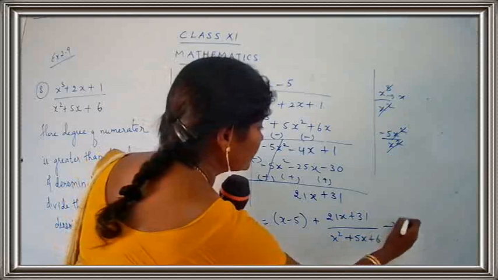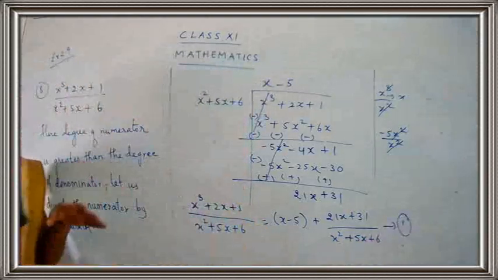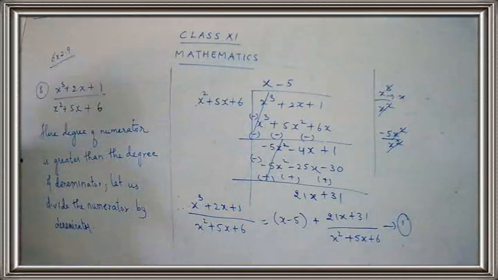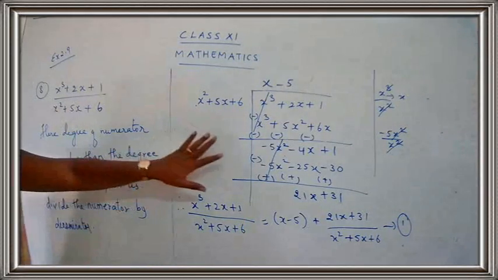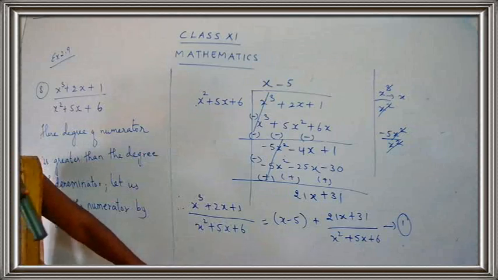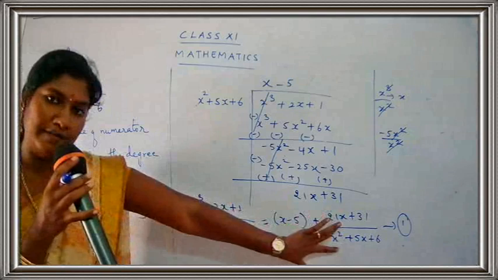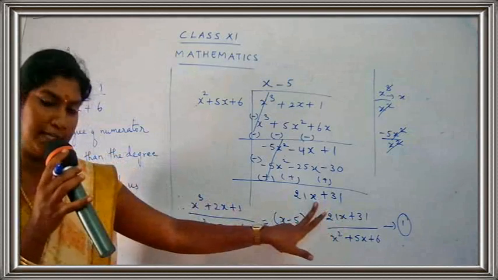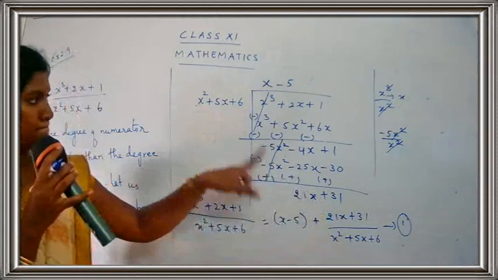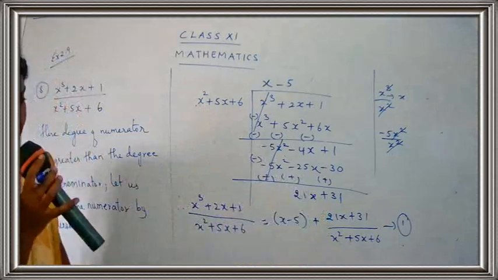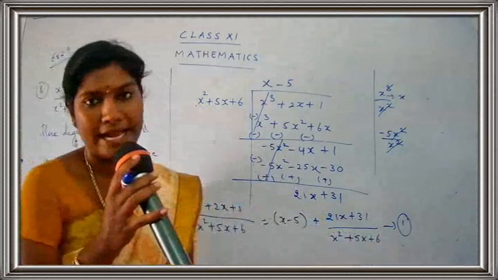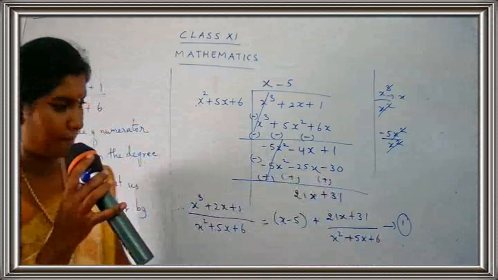We are going to follow the sum in the same manner as we proceeded in sum number 7. I hope you are clear, children. So we have divided and we have written the format. What is the format? Quotient plus remainder upon divisor. So the remainder is 21x plus 31 and the divisor is x square plus 5x plus 6. Give the number as 1. This is the final answer.